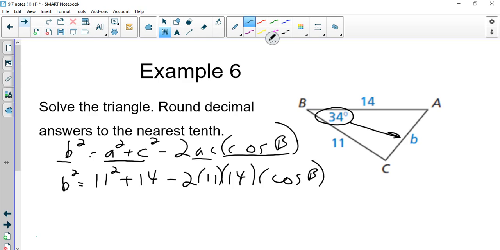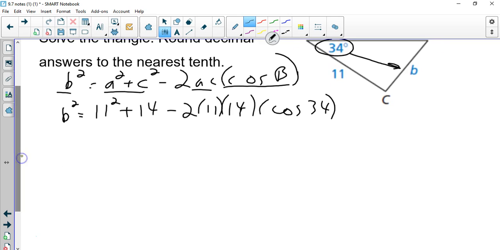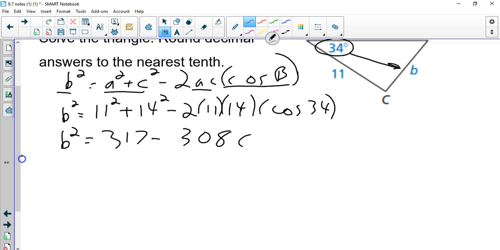And now we're just going to crunch the numbers. Oh, sorry, my bad. We do know B. That's how we're going to crunch the numbers. 34 degrees. Okay, so just work with me. Go slowly. So we're going to say 11 squared plus 14 squared is 317, minus 2 times 11 times 14, which is 308, times the cosine of 34.